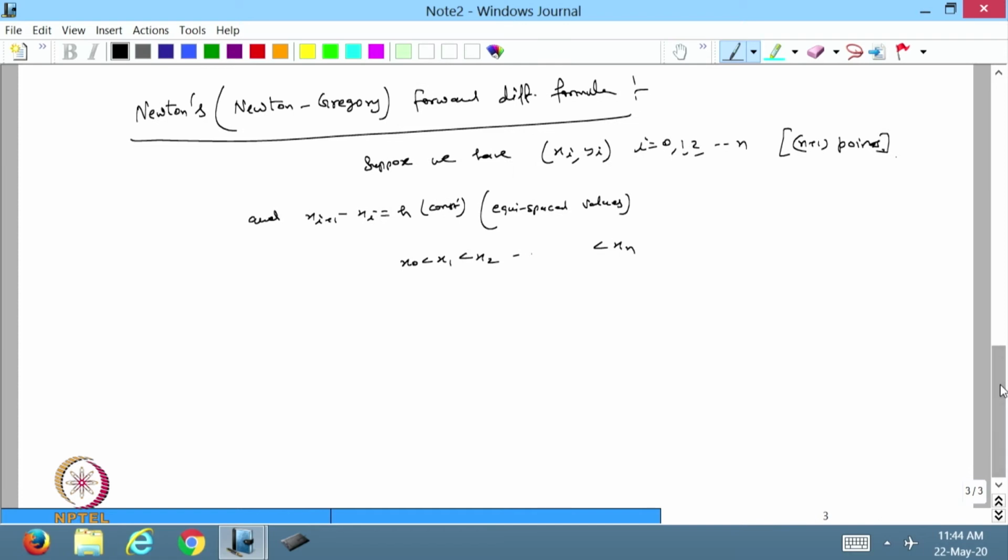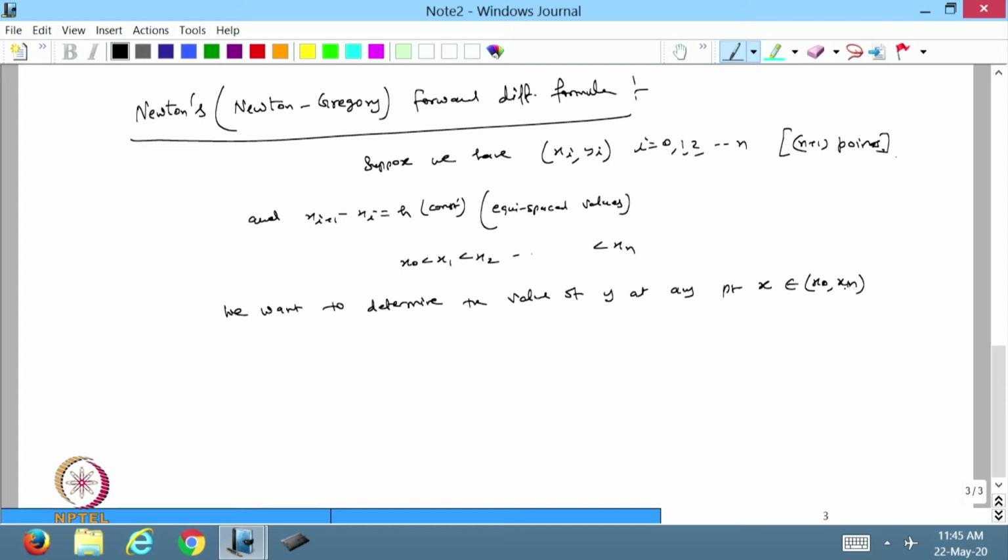Now, we want to determine the value of y at any point x that belongs to the interval x0 to xn. So, this is the open interval I am taking, because if I take the closed interval, the value at x0 and xn is already known to us. So, I am taking the open interval. Now, I want to determine the value of y at any value x in the open interval.